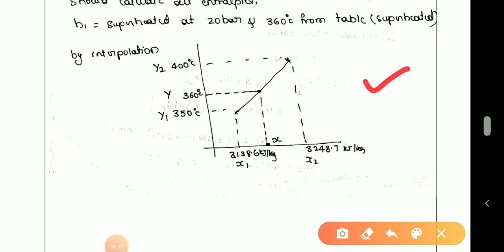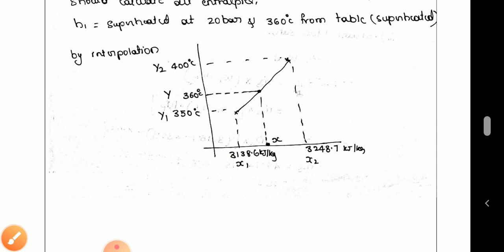Where for 350 degrees Celsius, what is the enthalpy? You note down this. And for 400 degrees Celsius, what is the enthalpy value from the superheated table? You can note it down. And for 360 degrees Celsius, you can calculate this X, that is, at 360, what is the enthalpy that we can calculate.